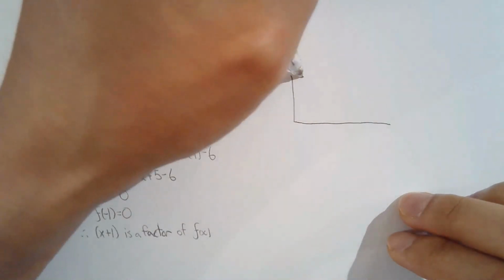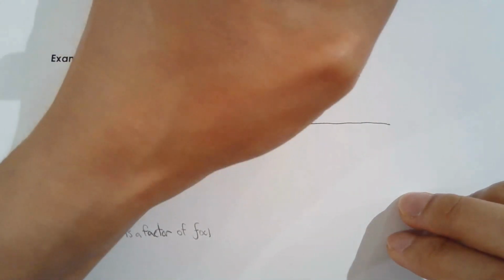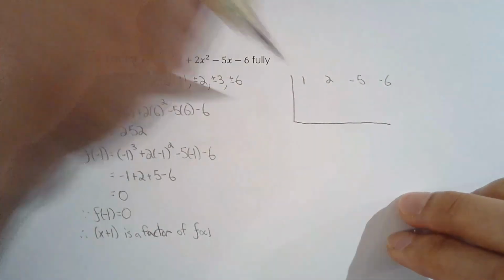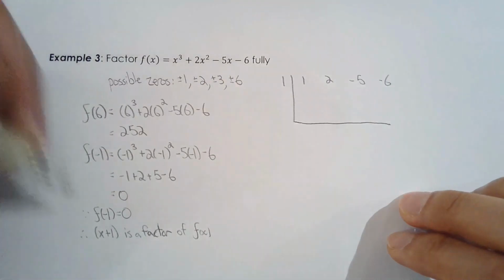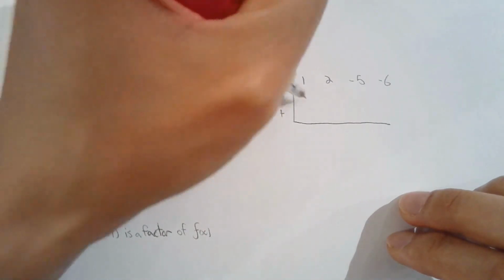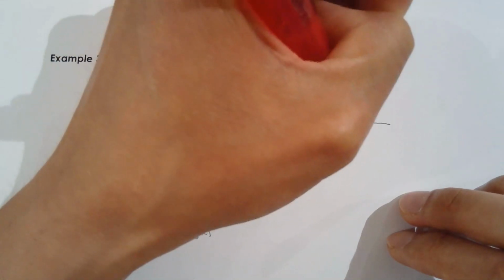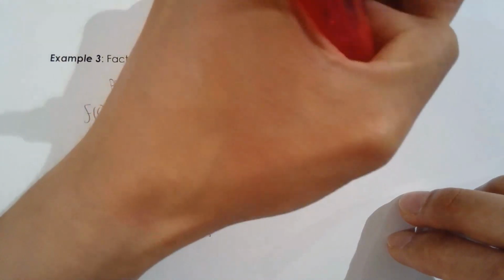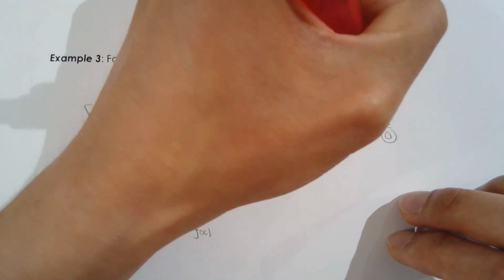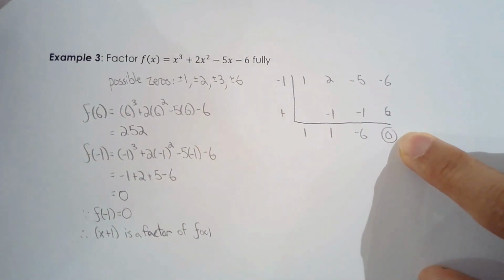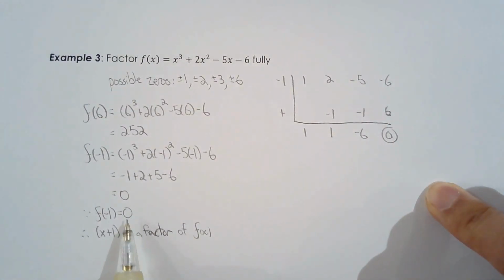Let's do synthetic here. So 1, 2, negative 5, negative 6. And then what is the factor? Negative 1. So x plus 1 means it's negative 1. So 1, negative 1, 2 plus negative 1 is 1, negative 1. This is negative 6, 6, 0. So after I do synthetic division, I'm very confident I was correct because I got a remainder of 0.